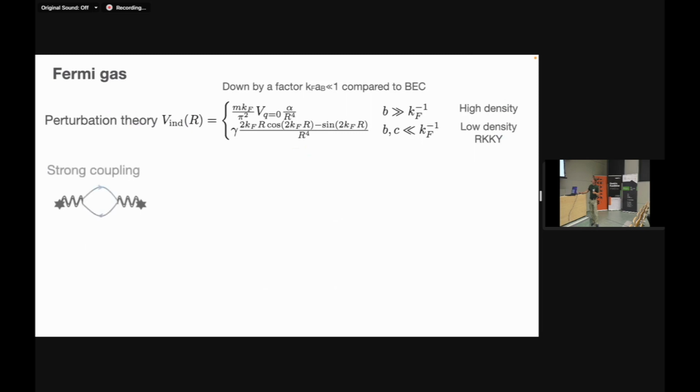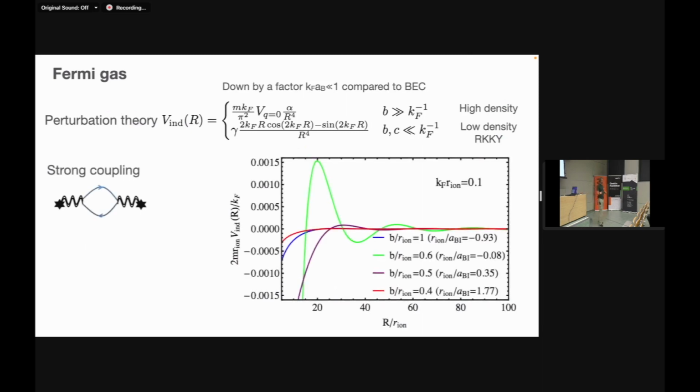Let's skip the Fermi gas due to time, because you can do the same for the Fermi gas. The interaction mediated by the Fermi gas is basically down compared to the BEC because the Fermi gas is less compressible. So it will be much harder to see induced interactions in the Fermi gas. It's down by the compressibility of the Fermi gas as compared to the BEC. But the fun thing is, for the Fermi gas, you see these RKKY oscillations, these Friedel oscillations, they are there. It could be fun to see the induced interaction as a function of distance between the ions.